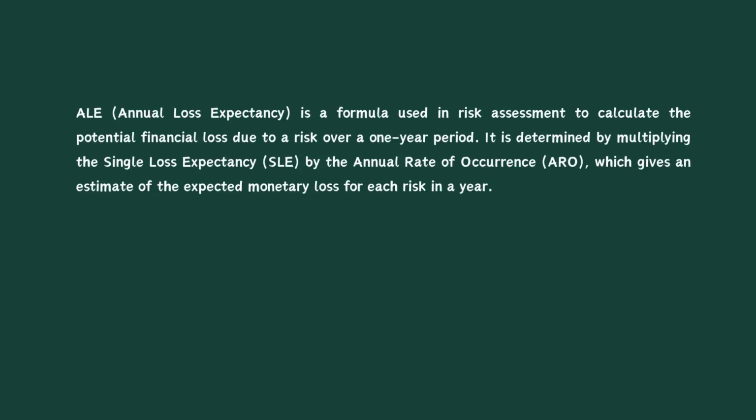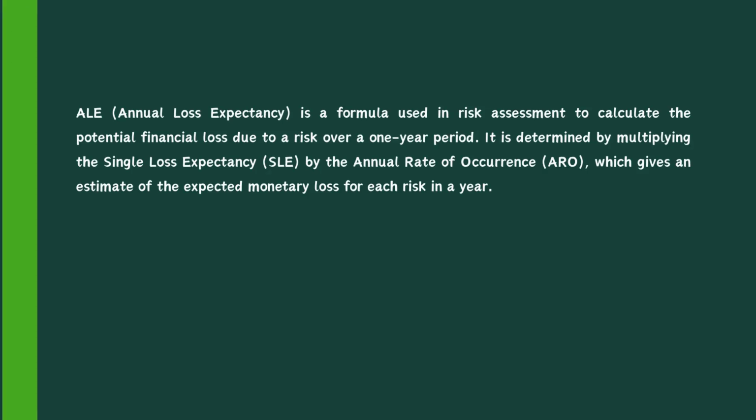ALE, Annual Loss Expectancy, is a formula used in risk assessment to calculate the potential financial loss due to a risk over a one-year period. It is determined by multiplying the single loss expectancy, SLE, by the annual rate of occurrence, ARO, which gives an estimate of the expected monetary loss for each risk in a year.